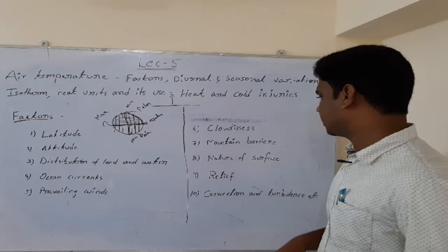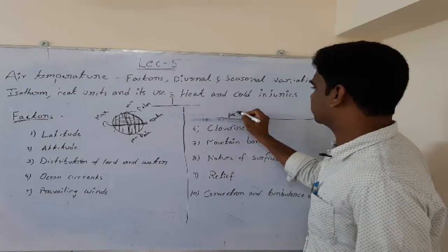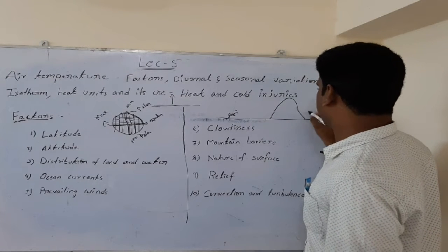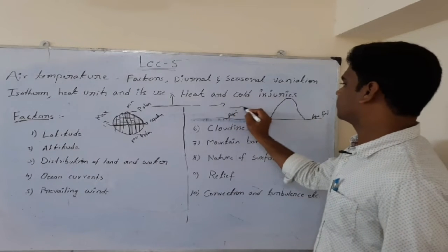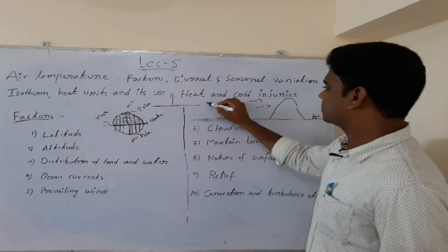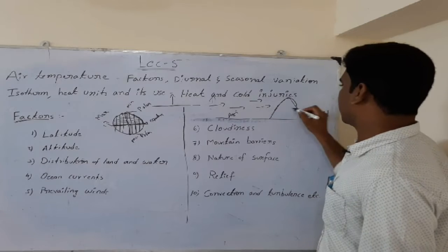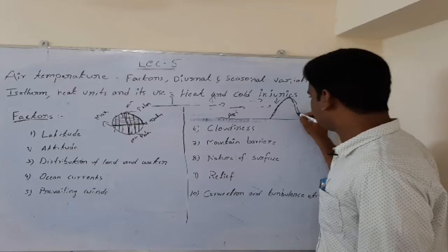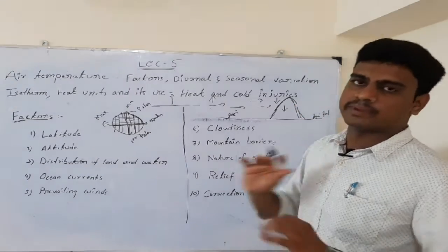Then the next one is mountain barriers. For example, this is an agriculture field, and after the agriculture field we have a big mountain, and after that again agriculture fields are there. When wind is coming towards this direction, till now the wind temperature may be high, but when it hits this particular mountain, the wind velocity will come down, because the mountain acts as a wall to bring down the velocity, that means the speed, of the wind.